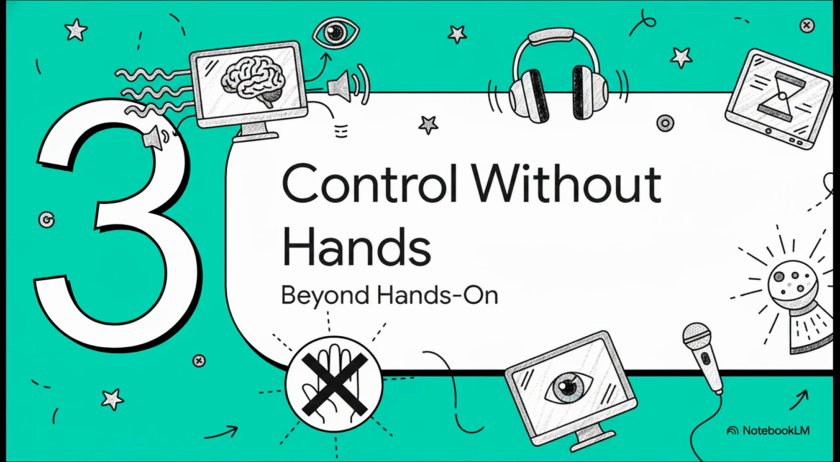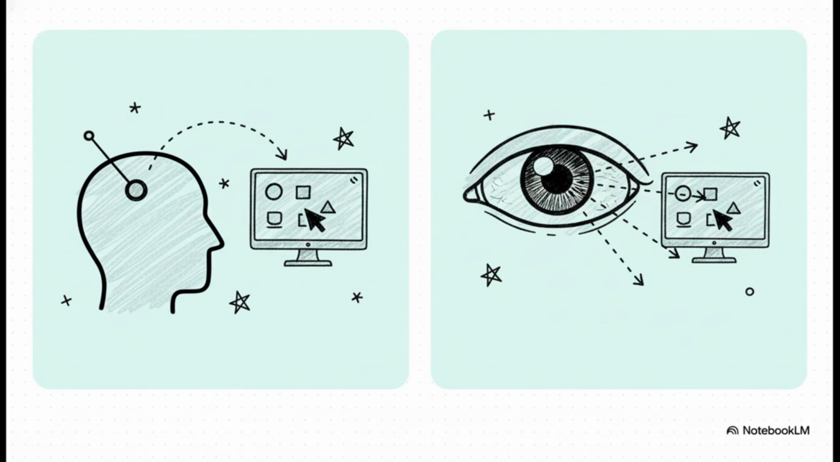Okay, but what happens when using your hands at all just isn't an option? This is where the tech gets just mind-blowing. We're moving completely beyond physical touch for interaction. So here we have two incredible pieces of hands-free tech. Head pointers use sensors or cameras to translate a user's head movements directly into cursor control.